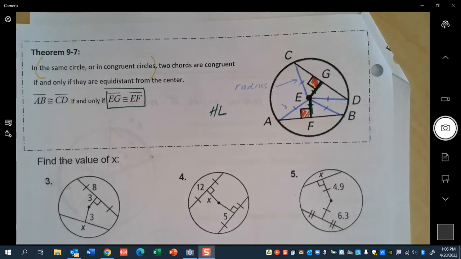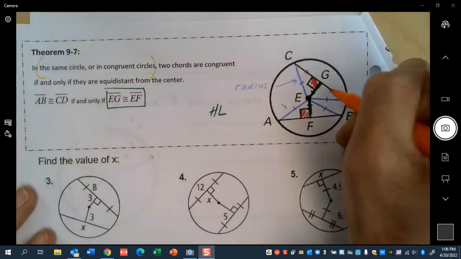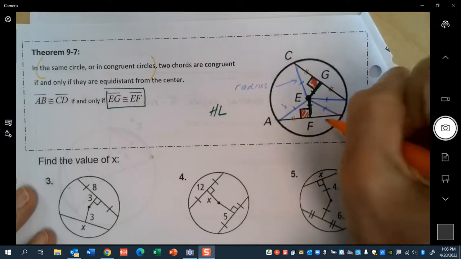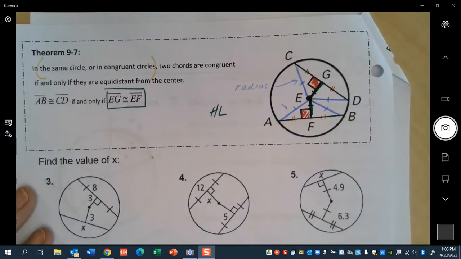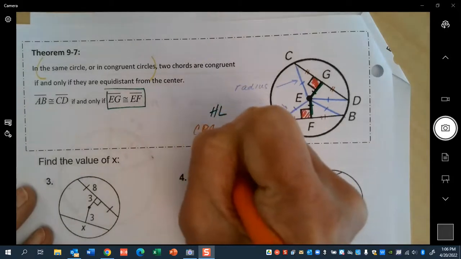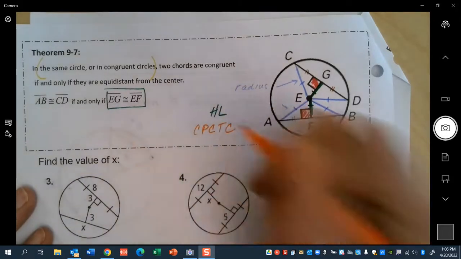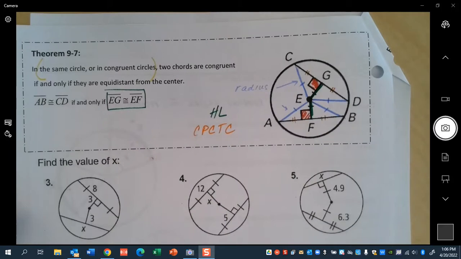So by CPCTC, Sebastian wanted these to all be congruent. Is he right? Yeah? Because by CPCTC, corresponding parts of congruent triangles are congruent. All of those little orange lines are congruent. Therefore, by the segment addition postulate, when I add them together, what?